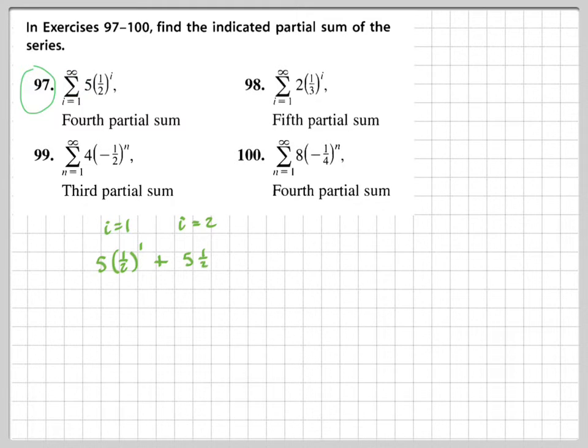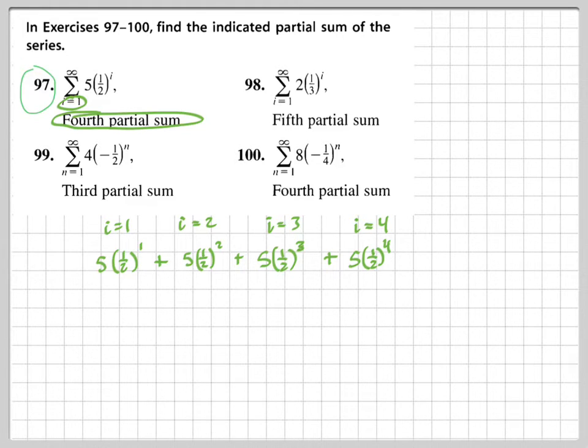Then you're going to raise it to the second power because i is the power. And then we're going to go when i equals 3 and when i equals 4. And I get to stop there, and the reason why I get to stop at 4 is because it says it's the fourth partial sum. Partial meaning part of the sum, not all of the sum, just a part of it. So we plug in each of these and we get 4 terms. And it should be 4 because we're starting at 1 and we're ending at 4.